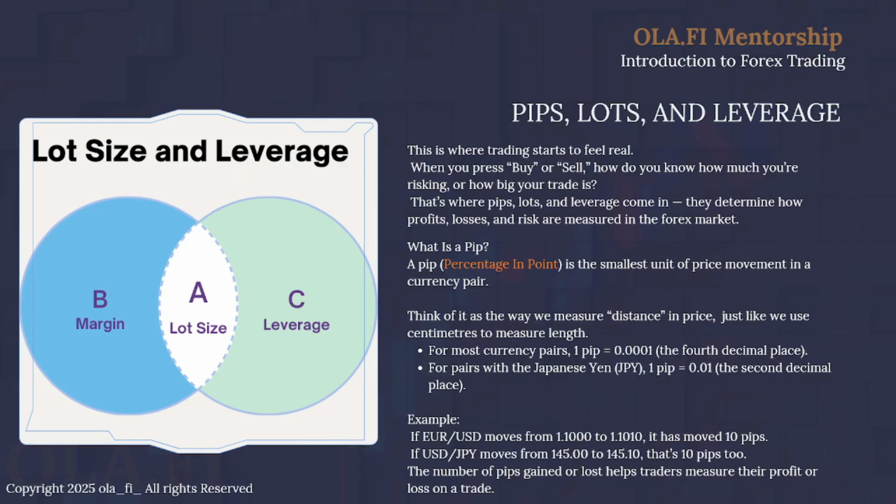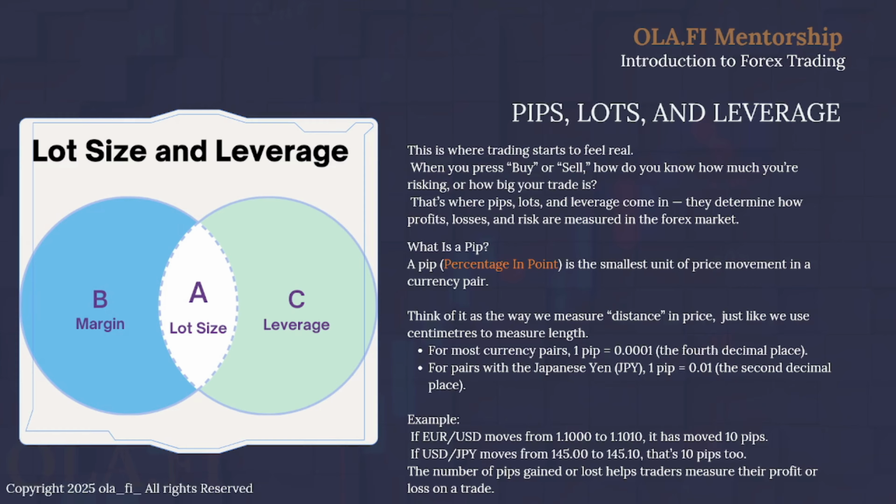A pip, PIP, simply means a percentage in point. It is the smallest unit of price movement in a currency pair. Think of a pip as you think of Celsius, seconds, minutes, meters, tons, or kilograms. It simply is the unit of measurement of the movement of price. So how do you measure when price goes from $100 to $150?